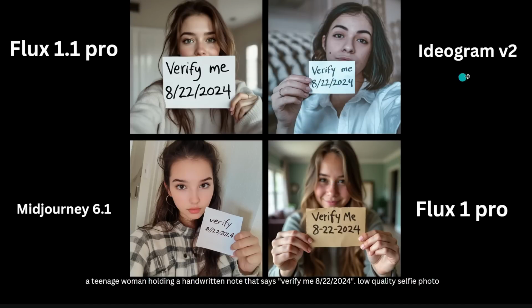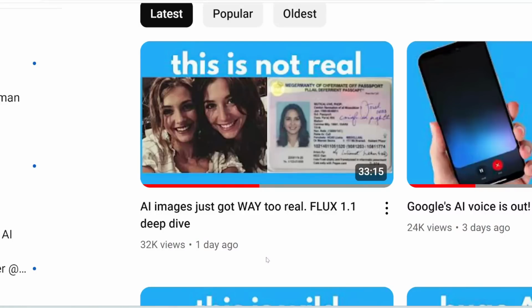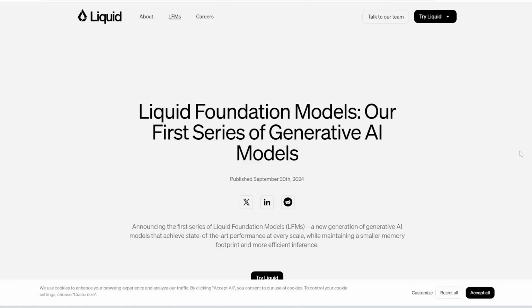on the Black Forest Labs page, they mentioned that Flux 1.1 Pro generates images 6 times faster than the previous version. Plus, it has improved image quality, prompt adherence, and diversity. Again, check out this video where I covered where and how to use it. In other news, this is really cool.